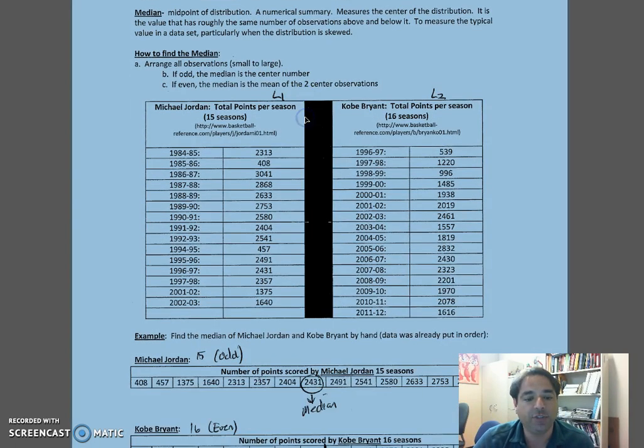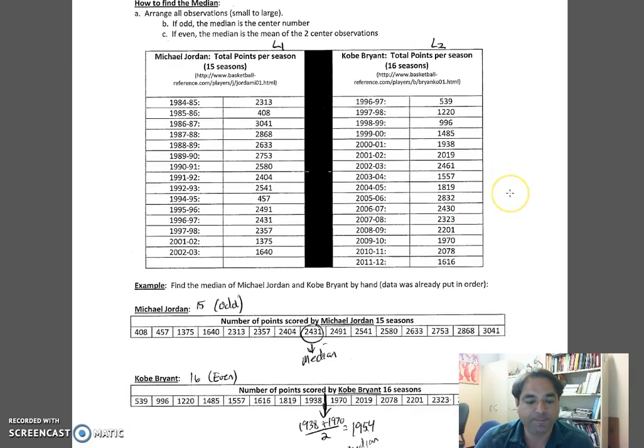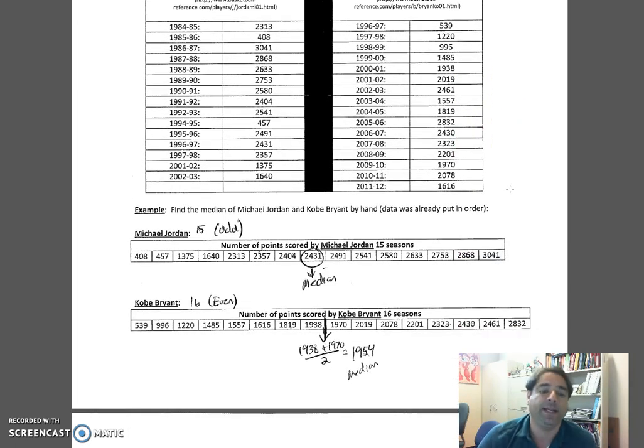So we're going to go back to Michael Jordan and Kobe Bryant's data, which we remember we have in list 1 and list 2 in our calculator. But let's talk about doing it by hand. So for Michael Jordan, we have 15 observations, an odd number. And for Kobe Bryant, we have 16, an even number. So step 1, we take those observations, put them in order.